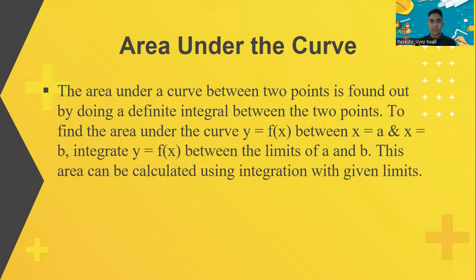So the first topic is to find the area under the curve. What is the area under the curve? The area under a curve between 2 points is found out by doing definite integral between the 2 points. To find the area under the curve y equals f of x between x equals a and x equals b, integrate y equals f of x between the limits of a and b. This area can be calculated using integration with given limits.